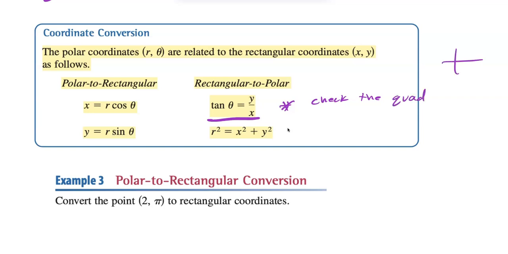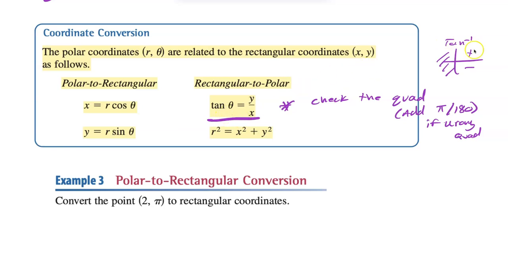Because remember, tan inverse only works in quadrant 1 and 4. So if you're in quadrant 2 or 3, you're going to have to add either pi or 180 if you're in the wrong quadrant, because tan inverse doesn't get you those quadrants. So you've got to watch out when you do tan inverse.